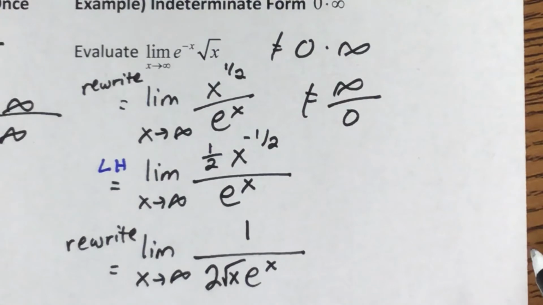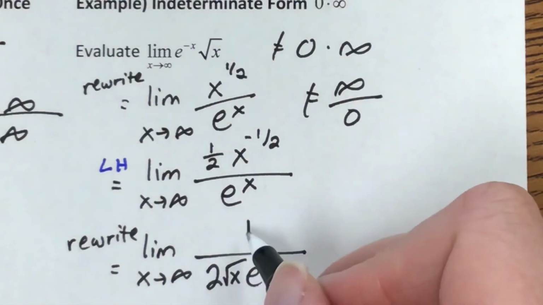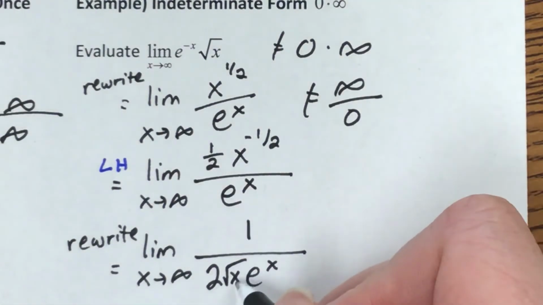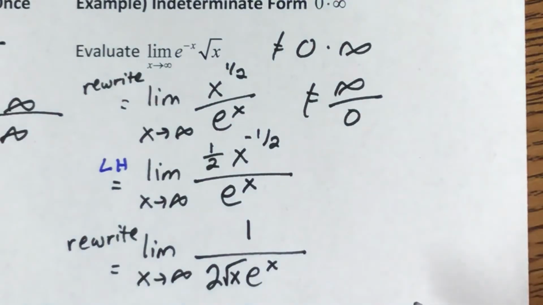All right, now let's plug in infinity. We get 1 over 2 times infinity times infinity. So this is 1 over infinity, which is 0 again.